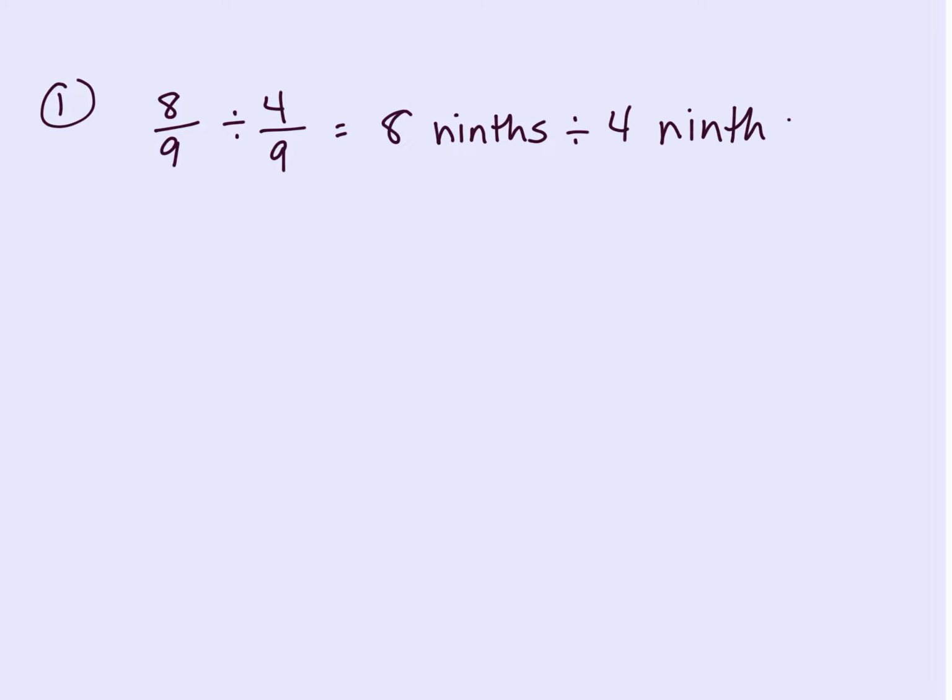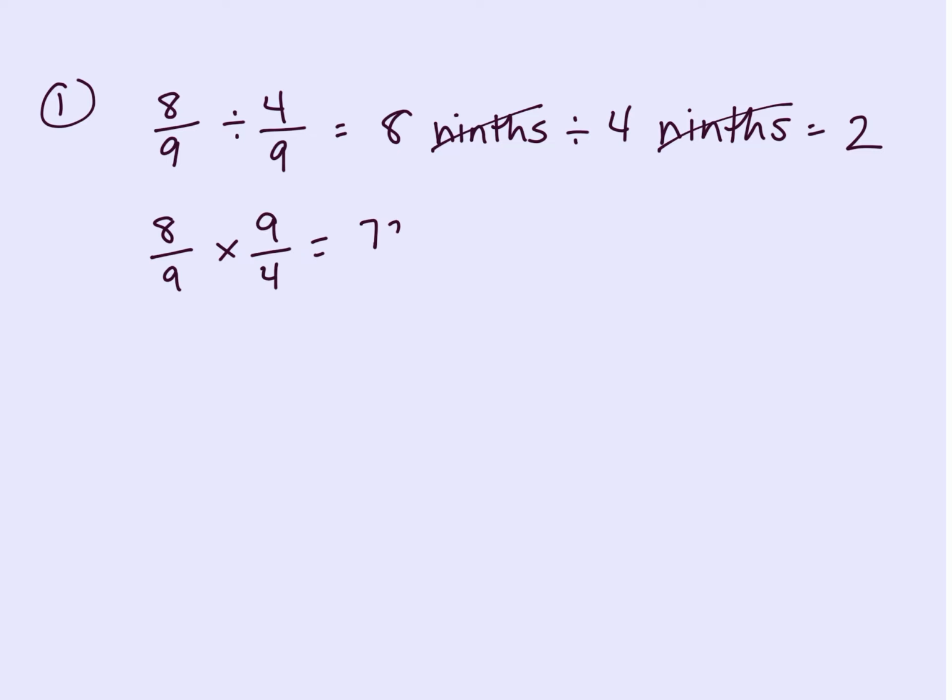Calculate the quotient, and if needed, draw a model. For number 1, we have 8/9 divided by 4/9. We can use the same strategy as the previous lesson by rewriting it in unit form. The ninths divide out, and then we just have to do 8 divided by 4, which is 2. You may also use the flip and multiply strategy.